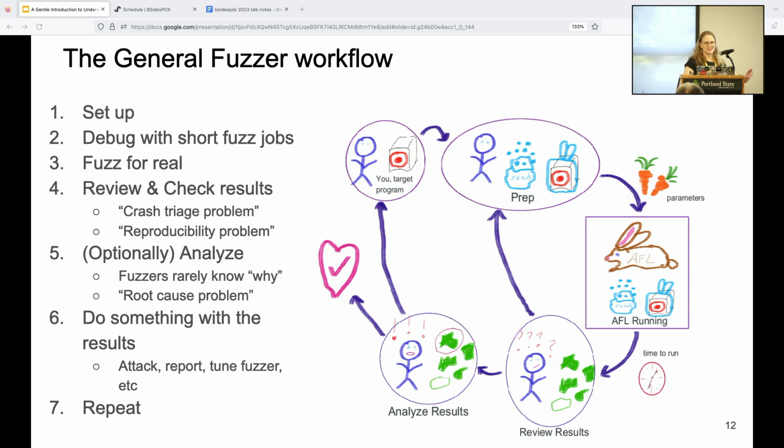Questions about that? This is like what the daily grind of using a fuzzer looks like. Okay, I see some thumbs up.